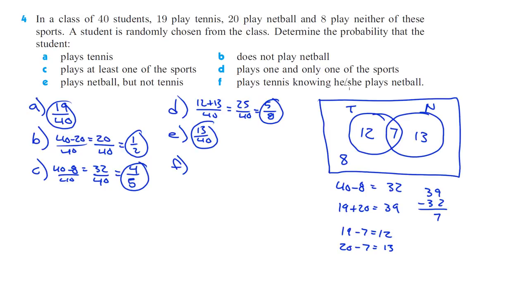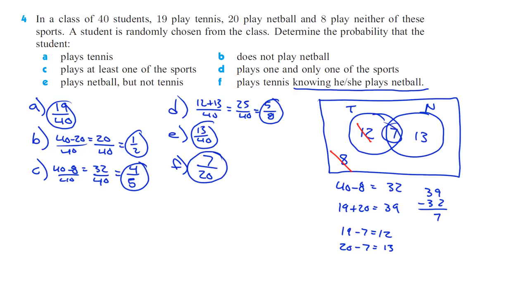plays tennis knowing that they play netball. So now this is kind of a little bit of a tricky one. Okay, so what we're doing now is saying, knowing that they play netball, that means we're only choosing the people that play netball. So we know that there's 20 total people that play netball. For this problem, we don't care about the 8 people. Well, we care about them, of course, but we're not counting the 8 people that don't play anything and the 12 people that only play tennis. We're only looking from this group at the people that play netball. So knowing that they play netball, how many of those people also play tennis? So that would be your 7 out of 20. Okay, that'd be this one right in here.